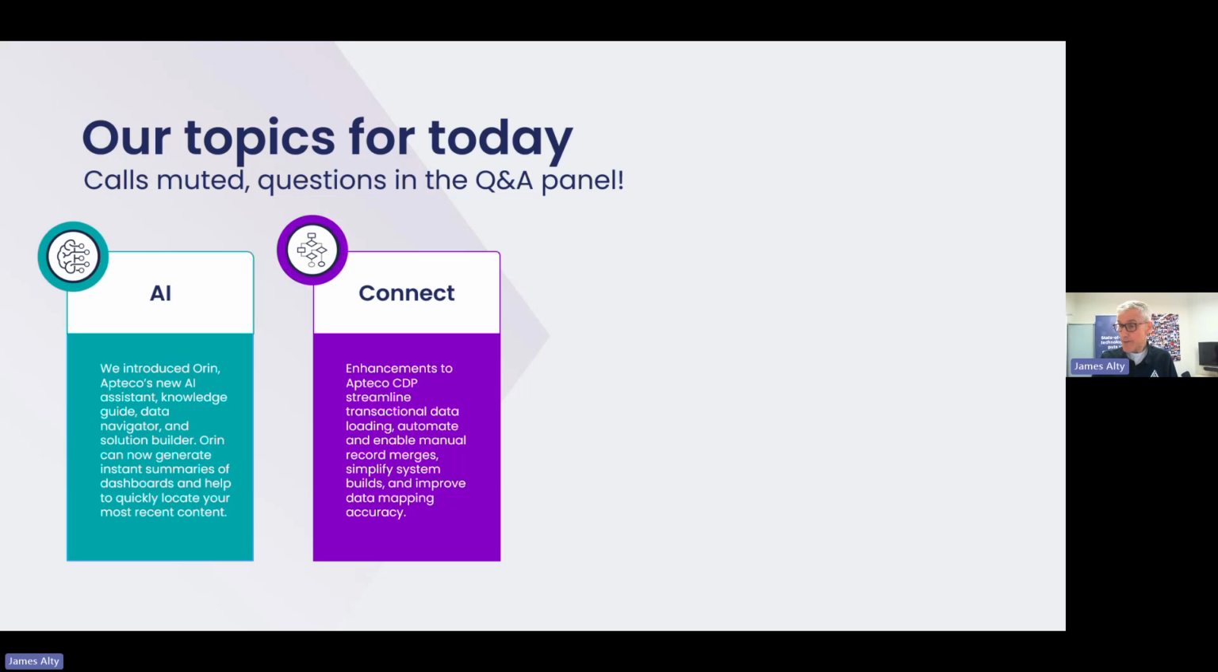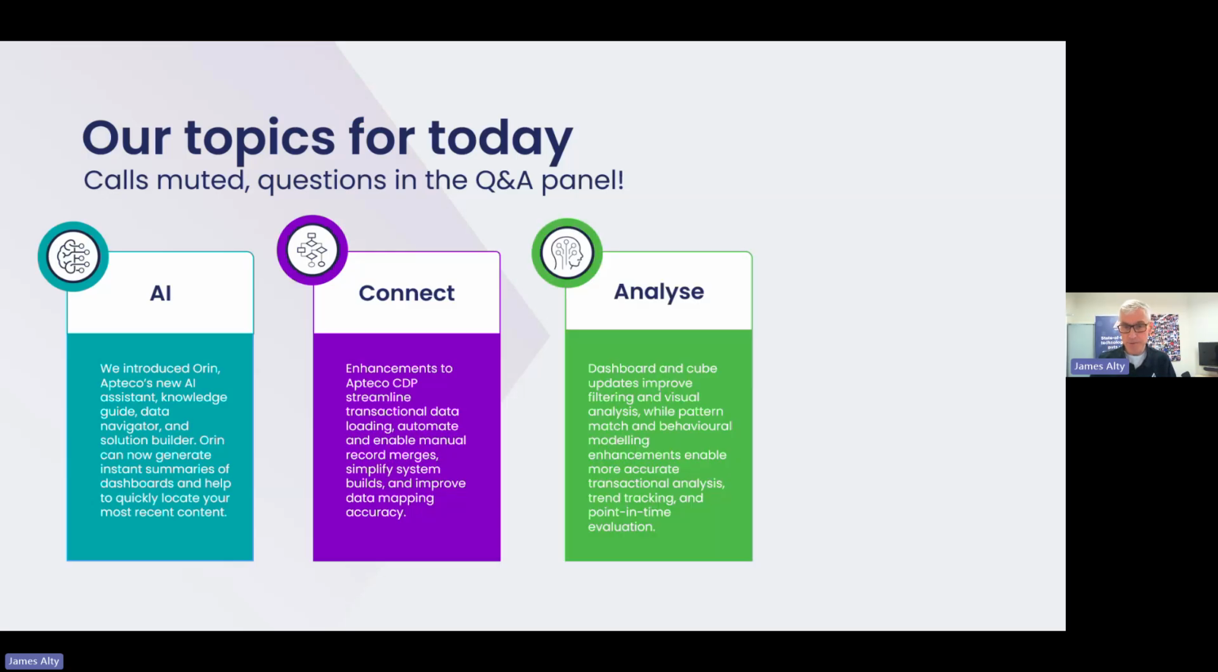We're going to have a look at the connect part of Orbit today, including improvements to the Apteco CDP, Customer Data Platform, and talk about some of the changes we've made in how we can both manually and on a schedule merge records where identities can be linked, and that hopefully will be useful for you.